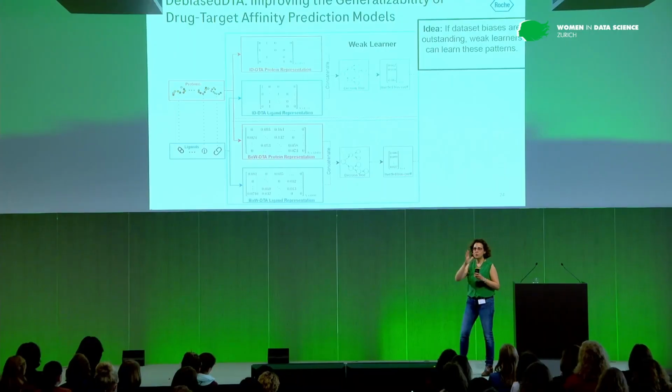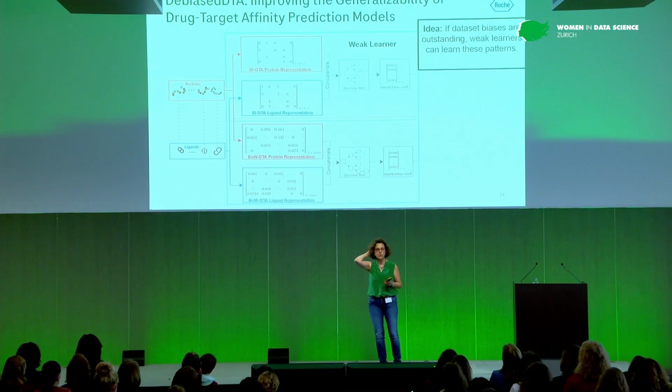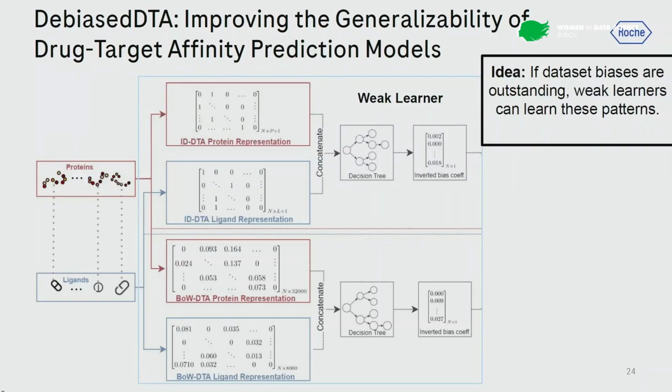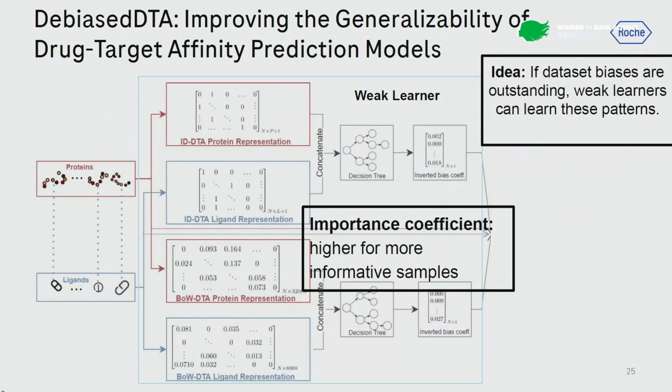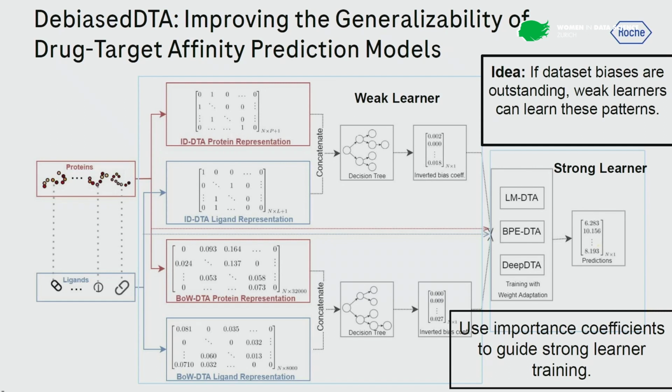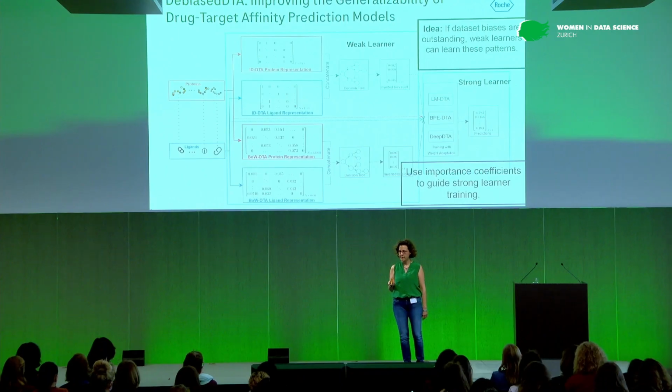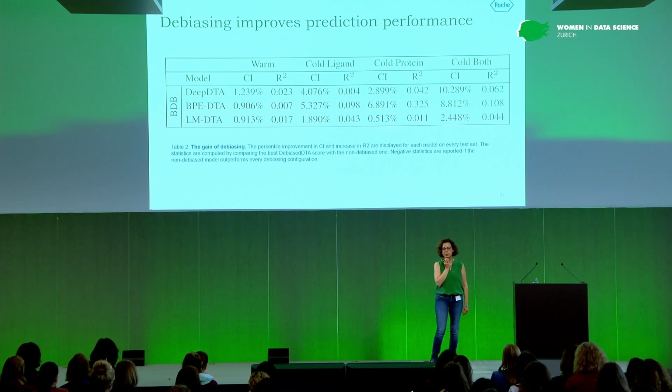So we used a two-stage approach that we call debiased DTA to improve the generalizability of drug target affinity prediction, where we have a weak learner first. I won't go into the details, but the weak learner learns these surface, easy to detect patterns, and then assigns an importance coefficient, meaning if that protein compound interaction is unique, then it has higher importance. And this importance coefficient is what the strong learner uses in the next step as it progressively trains, to guide the strong learner training. And this debiasing approach improves prediction performance.